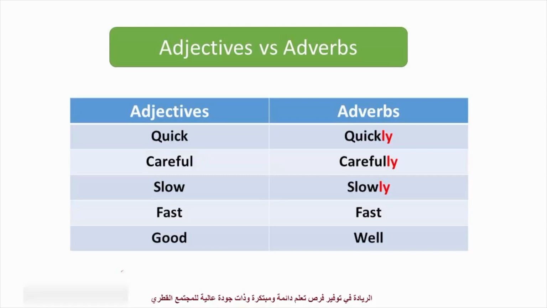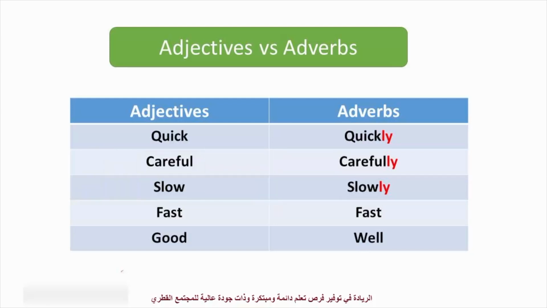and adverbs. As you can notice in this table, we have a list of adjectives and adverbs. On the left side of the table, we have some adjectives, and the right side of the table, we have a list of adverbs. An adjective modifies a noun or pronoun. We usually use adjectives to describe people, animals, or things. On the left side of this table, you will notice that we have 5 adjectives: quick, careful, slow, fast, good. So we can use the word quick, for example, to say quick boy, a careful boy, a slow boy, a fast boy, a good boy.